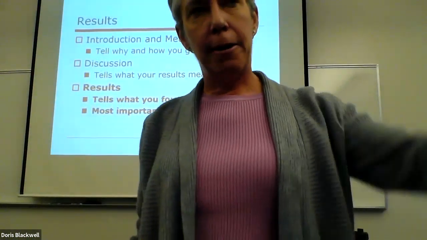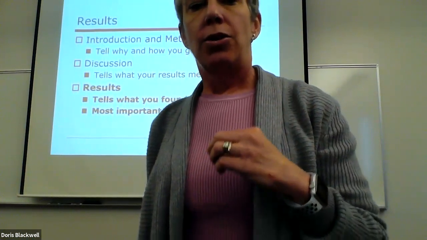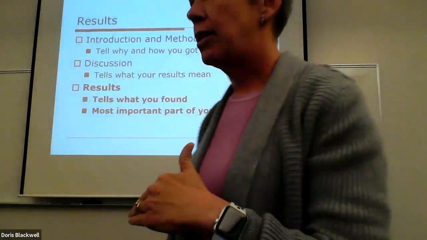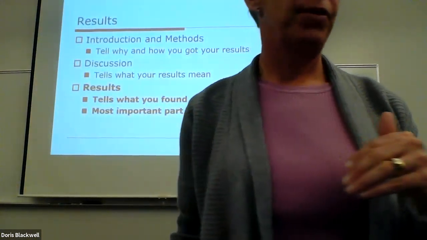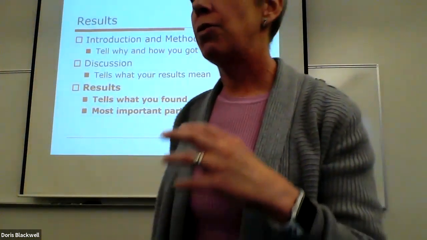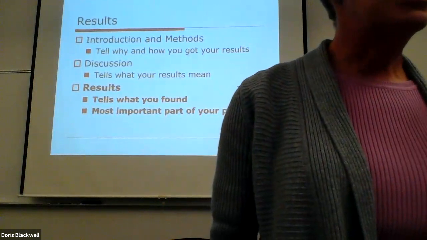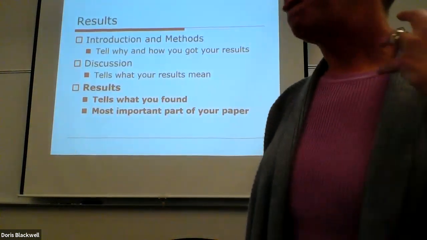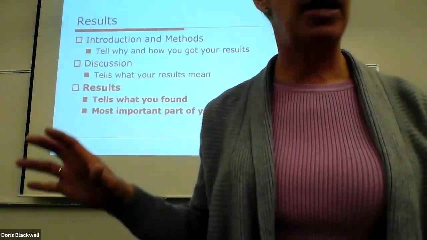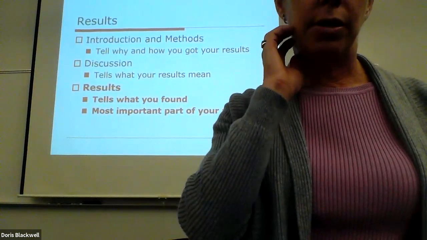So after the materials and methods section, then we have our results section. So our introduction and methods tell our readers why we did the study and how we did the study, right? Our discussion tells the reader what our results mean. So that's when we do the interpretation of our results. But our results section is simply that. We are just telling them the findings of our study. We're not interpreting them. We're not comparing them to anything else. We're just saying, this is what we found in our study.